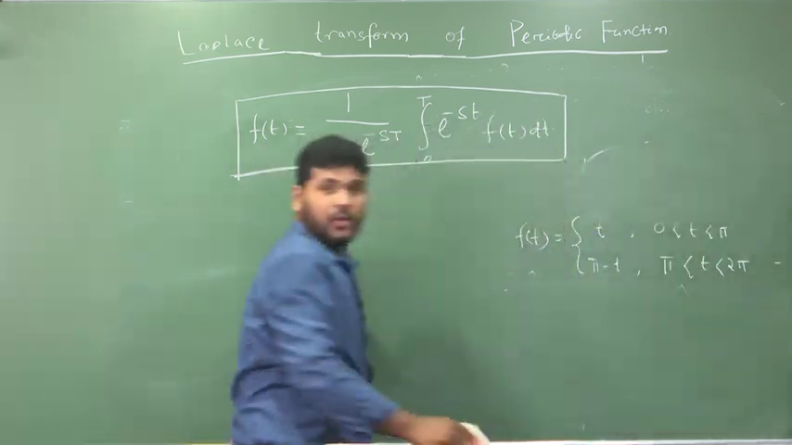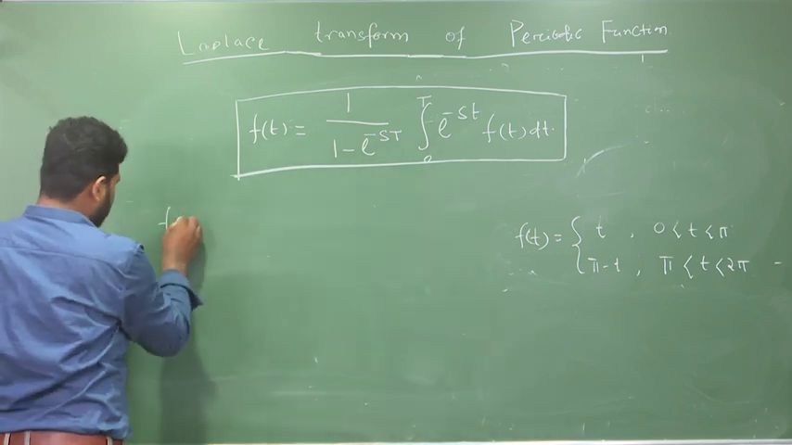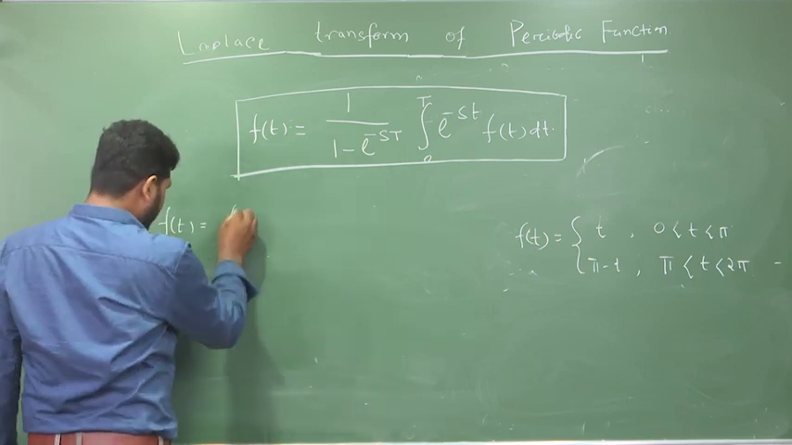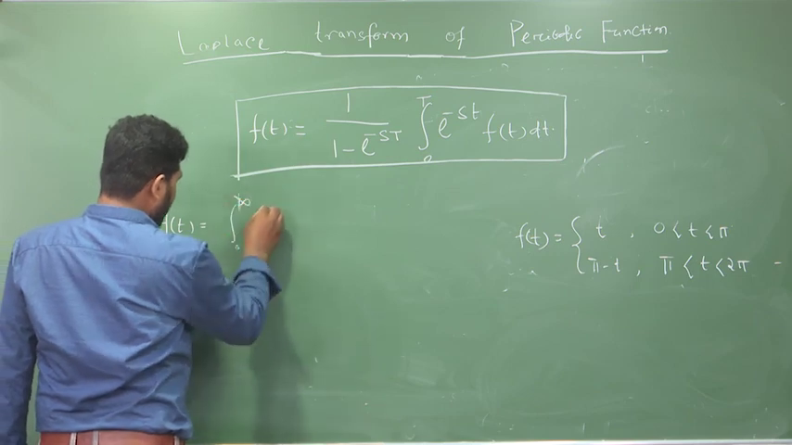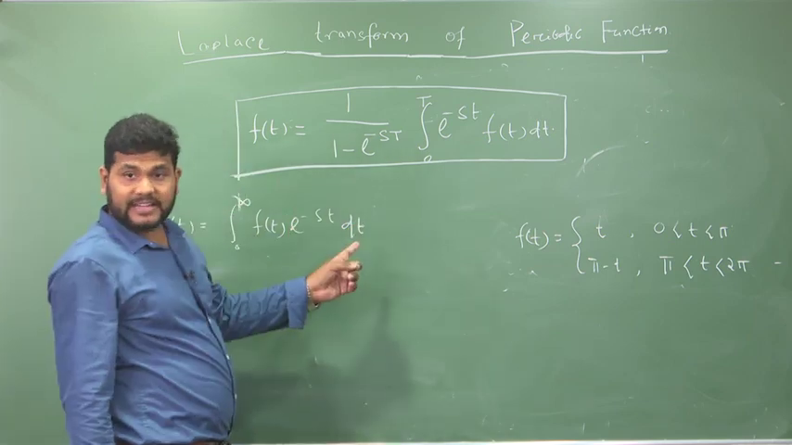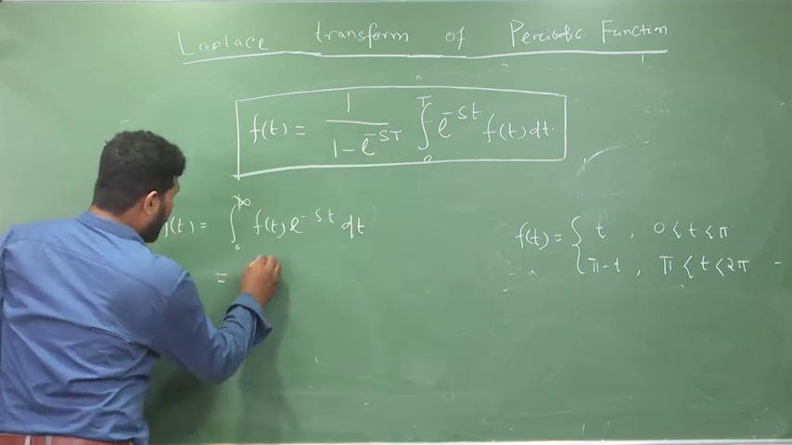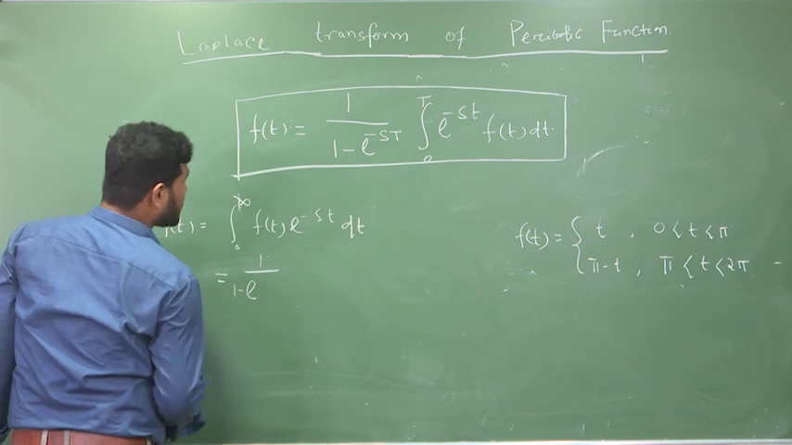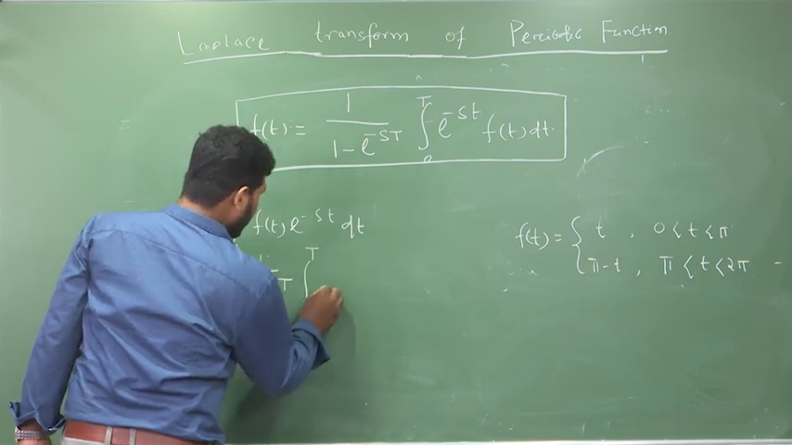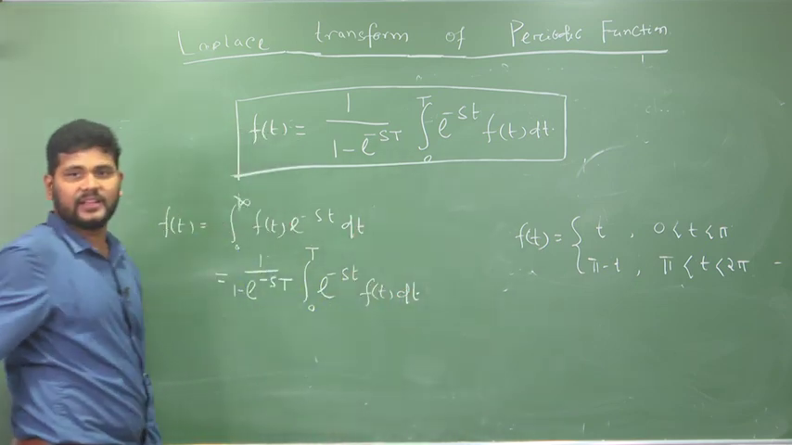Well, we have seen the beautiful sawtooth diagram. Now we will calculate the Laplace transform. The definition of the Laplace transform is the integral from 0 to infinity of f of t e power minus st dt, and that is reduced, for a periodic function, to 1 upon 1 minus e power minus sT, times the integral from 0 to T of e power minus st f of t dt.